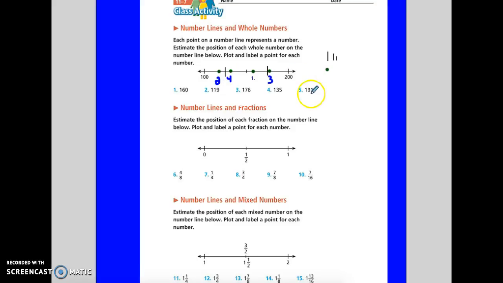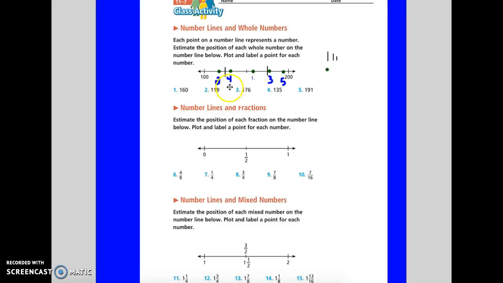And then the last one is 191. So if this was 175 and this is 200, it's going to fall right about here, right before it gets to that 200 point. We'll throw a dot in there and we'll call that number 5, which is 191. Okay? So you can see how breaking it apart helped me estimate and decide where these whole numbers went.